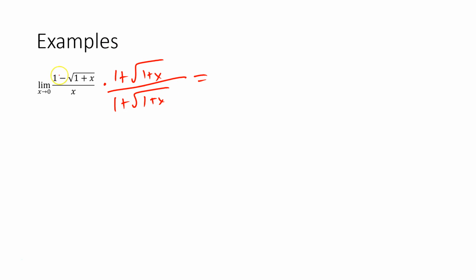So on the top, we're going to have to FOIL. 1 times 1 is 1. 1 times root 1 plus x is positive root 1 plus x. 1 times negative root 1 plus x is minus root 1 plus x. And that's the point of multiplying by the conjugate. They just cancel. Then negative root 1 plus x times positive root 1 plus x. When you multiply a square root by itself, the root just goes away, but it'll still be negative. So it'll be negative 1 plus x.